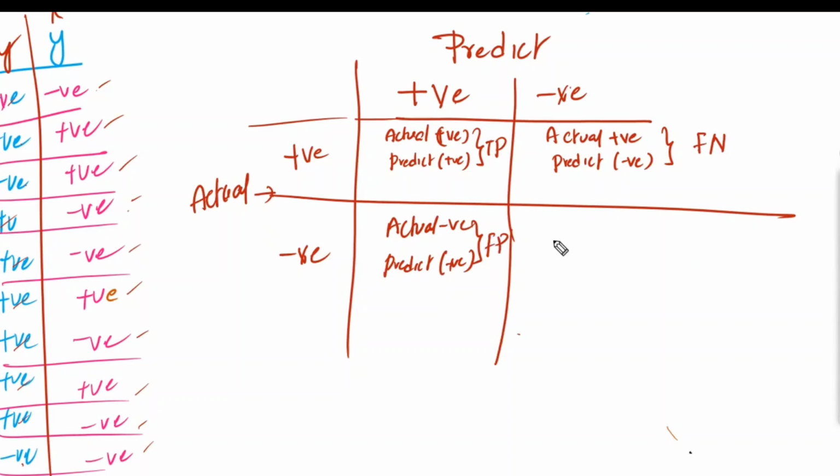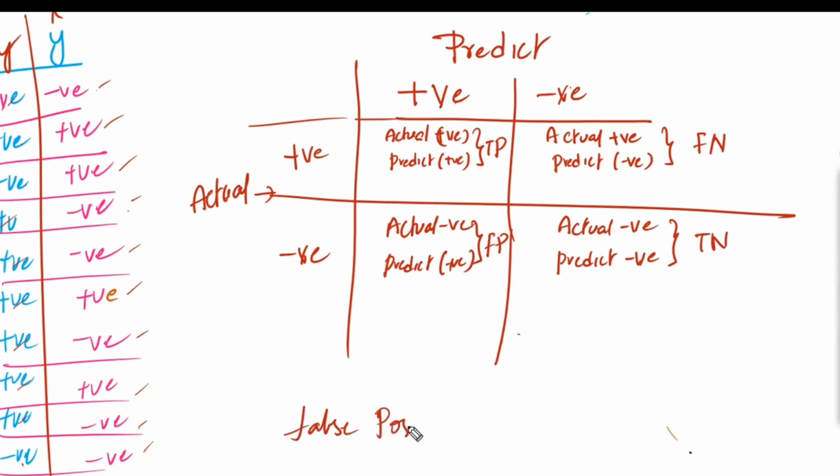Clear? Next, what is this one called? Actual negative, predicted also negative. What is this called? True negative. In the interview, they will ask what is meant by false positive: which was wrongly predicted as positive. False positive means which was wrongly predicted positively. Falsely predicted positive.